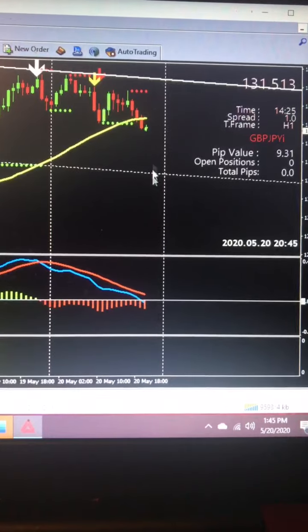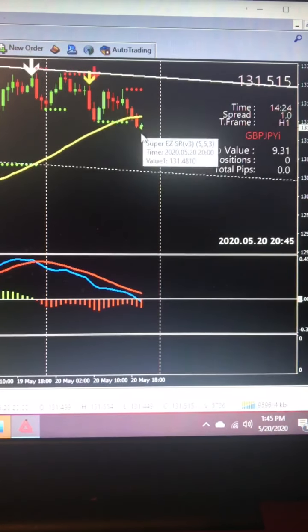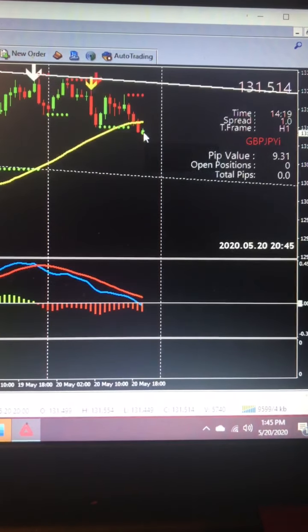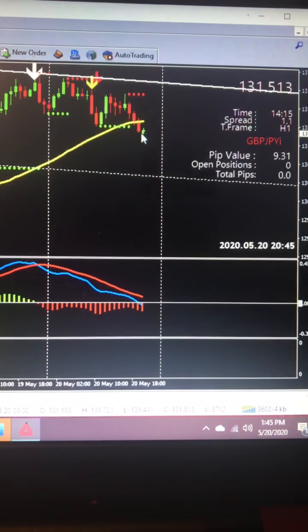However, we want to look at these support dots. Now, this current candle right here is on a support dot. It's on a support dot. So I would want that to close.